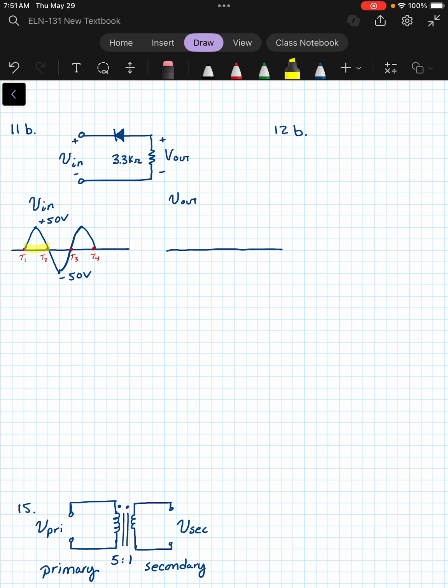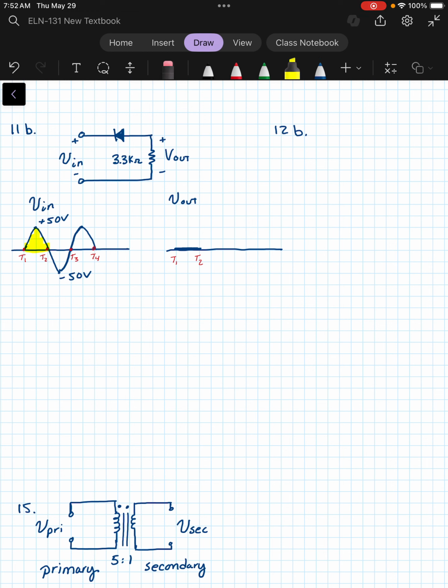T1 to T2, we're going to see that the diode is reverse biased, which means it's an open circuit between the input and the output. So from T1 to T2, we would simply see a 0 output, no voltage on the output.